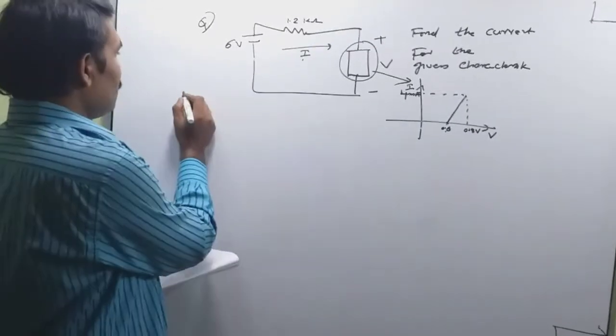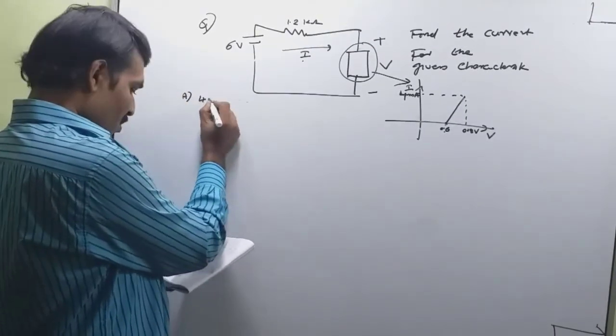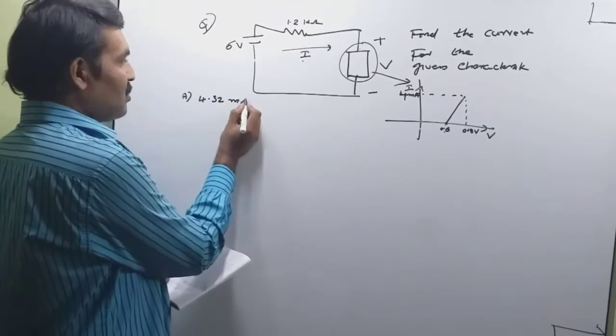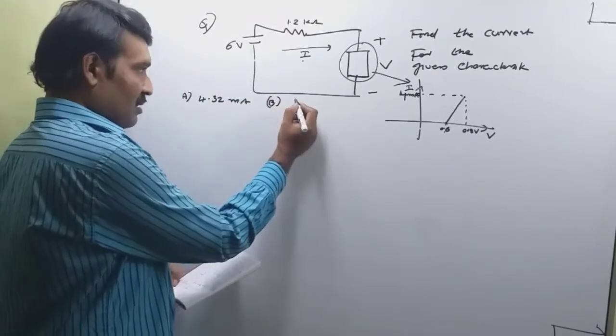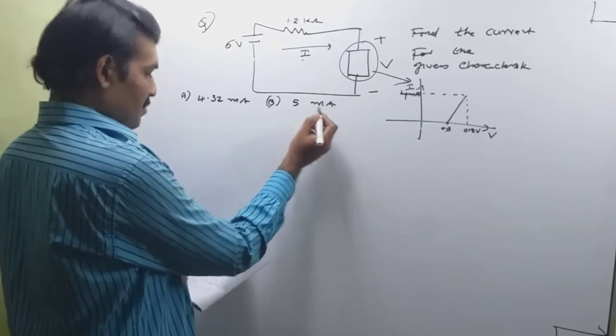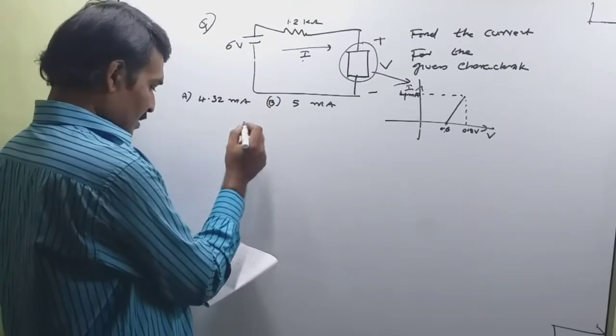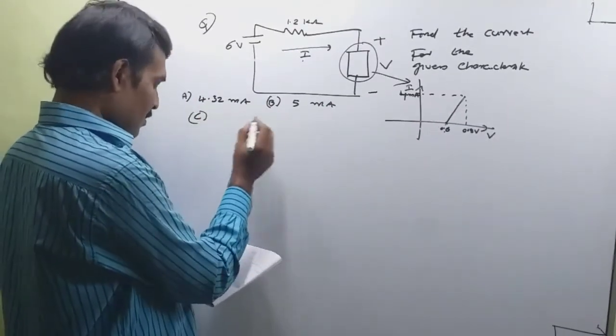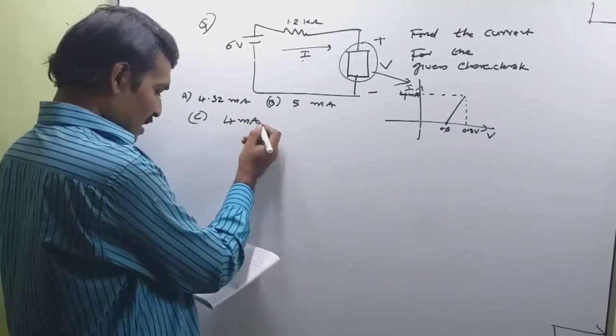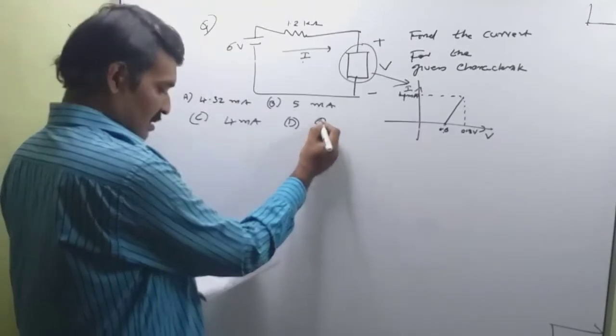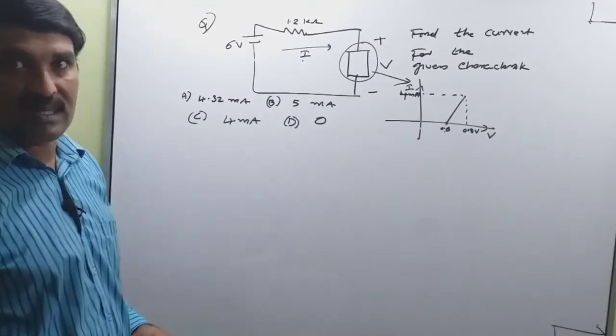The choices are given. Choice A is 4.32 milliamps. Choice B is 5 milliamps. Choice C is 4 milliamps and D is 0. These are the choices given.